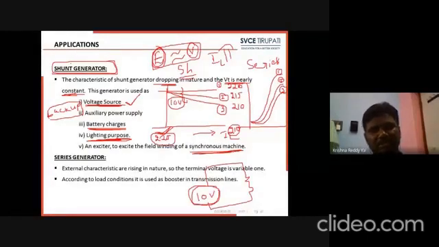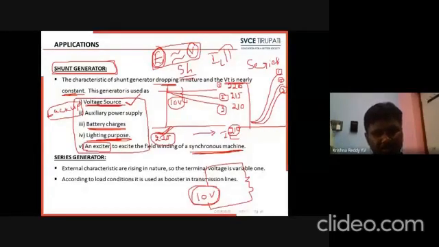For that purpose, these are used as either a voltage source or an auxiliary power supply, for battery charging and lighting purposes. And also in the case of synchronous machines, it is used for excitation of the field winding. These are the applications of the shunt generator, and we use it for these applications because the voltage is constant from no load to full load.